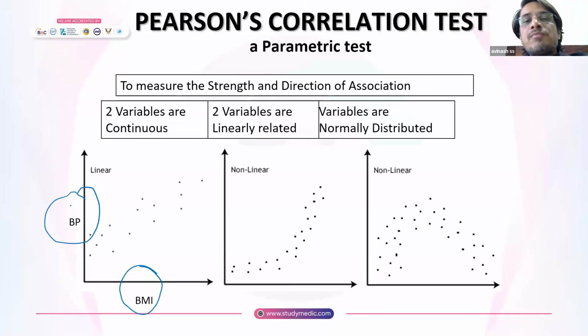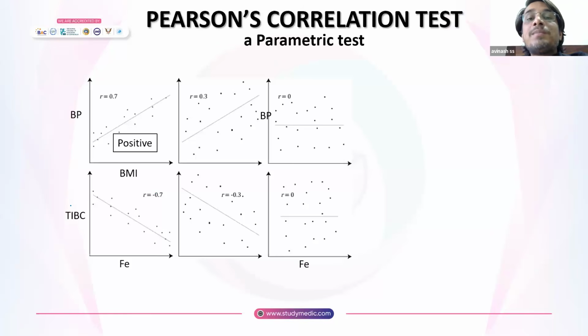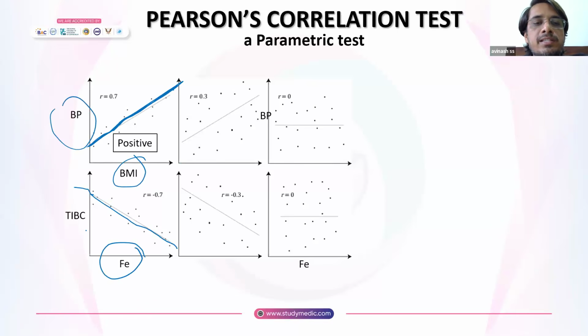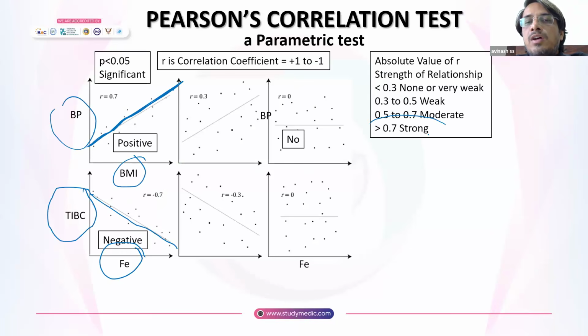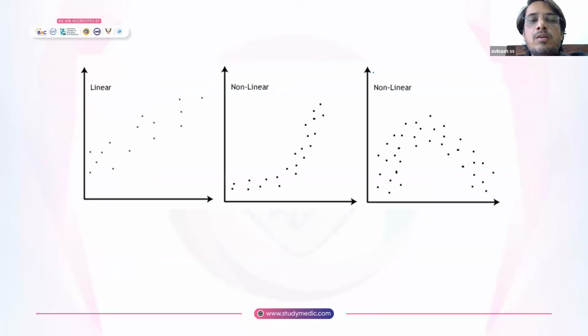If both of them are not normally distributed, then we use Spearman's correlation test. To find out the strength and direction, we use the R value. The R value can be from -1 to +1. If it is plus, we conclude that the association is positive: as one increases, the other increases. If it is minus, we conclude that as iron increases, the TIBC decreases. That is a negative association. If it is more than 0.7, we conclude the strength is strong, and if the R value is less than 0.3, we conclude the strength is weak. That is how we use the R value in the Pearson correlation test.